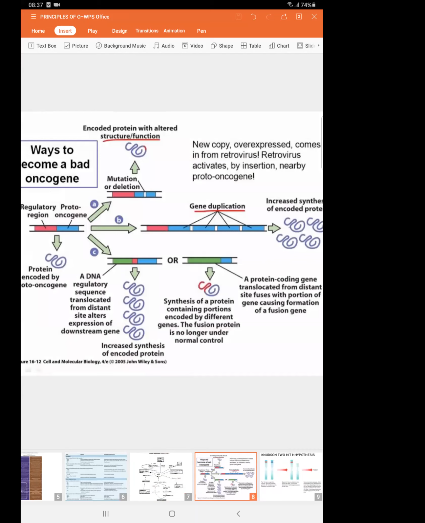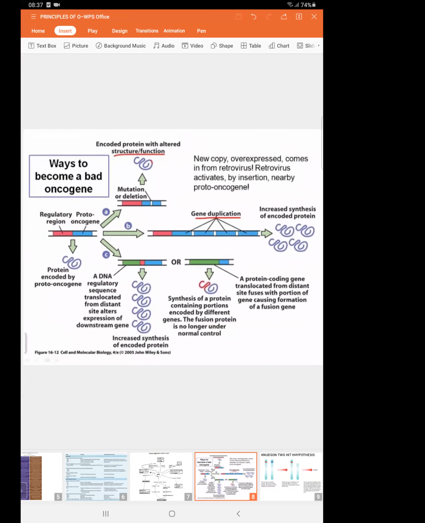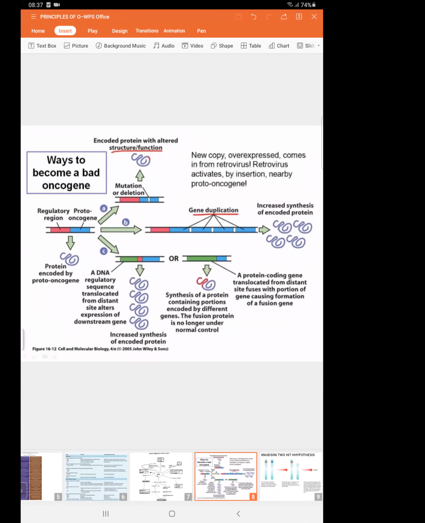How a proto-oncogene can become an oncogene has been shown in this slide. Here, a proto-oncogene produces a normal protein. Either there can be a mutation or deletion which will lead to altered structure or function of the encoded protein, or there will be gene duplication which will lead to increased synthesis of the encoded protein, or a growth factor which will be increased and will lead to increased proliferation of cells, or a DNA regulatory sequence translocated from a distant site which will alter the expression of the gene, and that will lead to increased synthesis of the encoded protein.